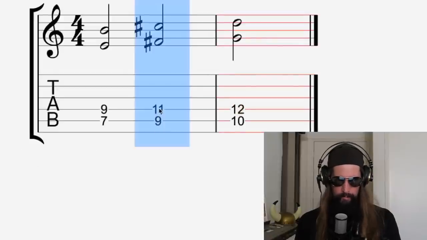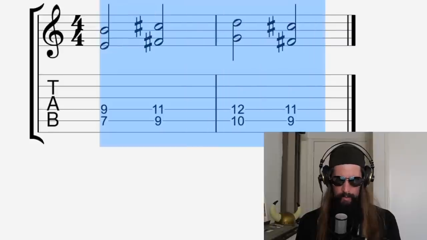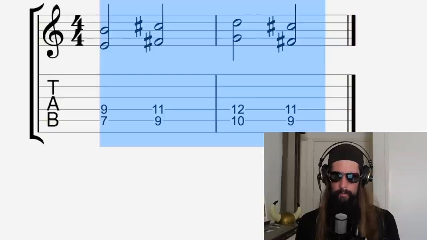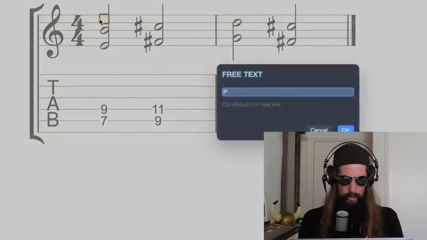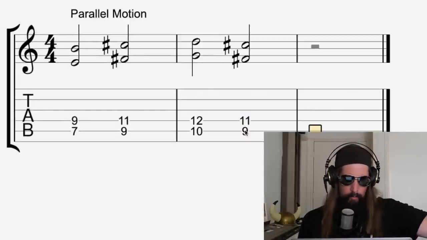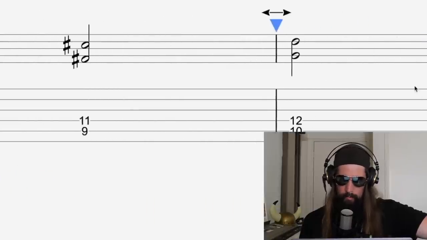Let's actually complete the two bar phrase here. I'm going to go back to that one. So here's how it sounds. Brilliant. Okay, so let's write this in here. Parallel motion. Tough word to spell. All right, there it is. This is the most practical kind of motion that everybody uses when they play metal guitar. It's most of what you hear.